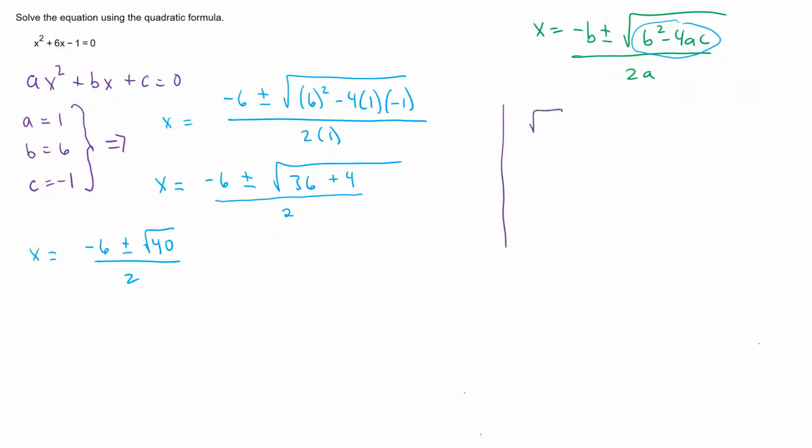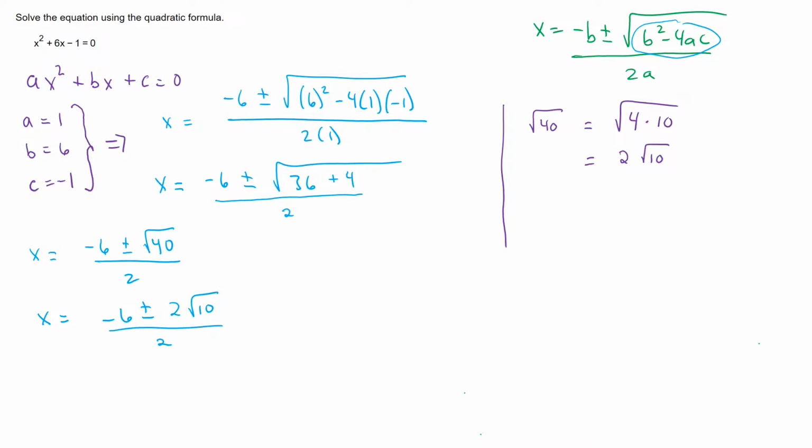To simplify square root of 40, we ask ourselves, is there a perfect square that goes into 40 evenly? And there is, a 4. I can rewrite 40 as 4 times 10. And then I can square root the 4. The square root of the 4 is 2, and the 10 stays in the box. Okay, so I simplified square root of 40. I can rewrite square root of 40 as 2 square root 10.